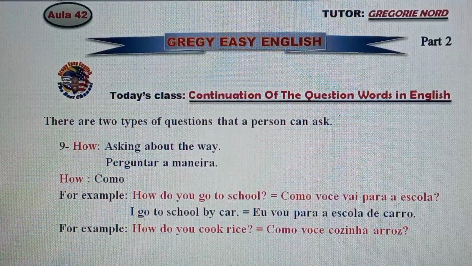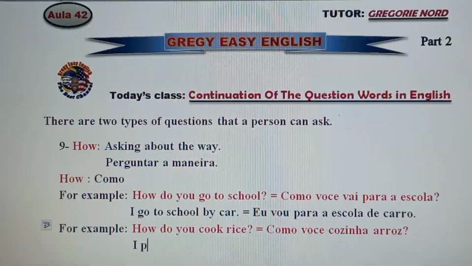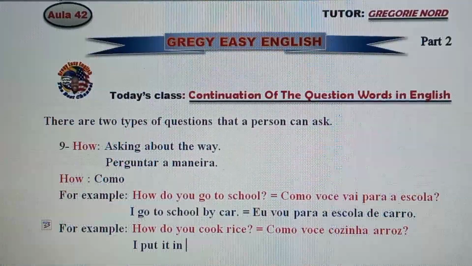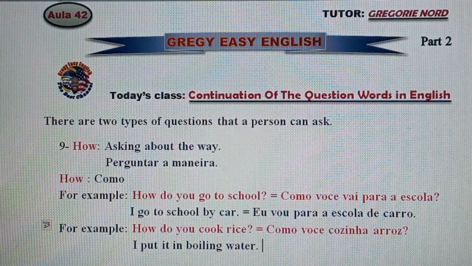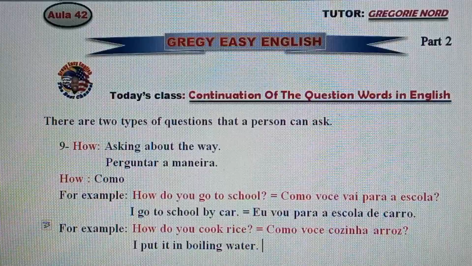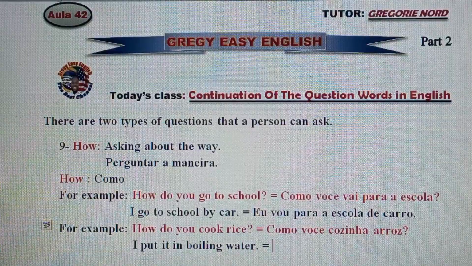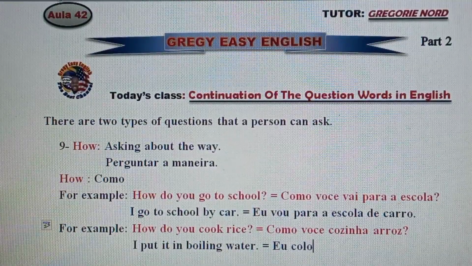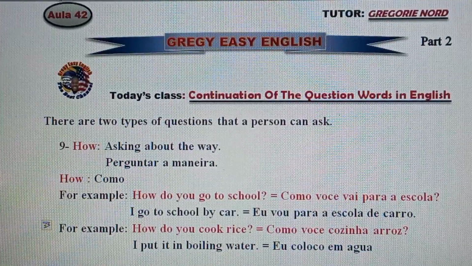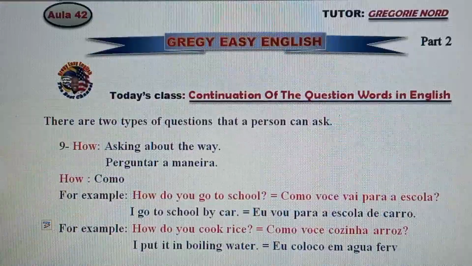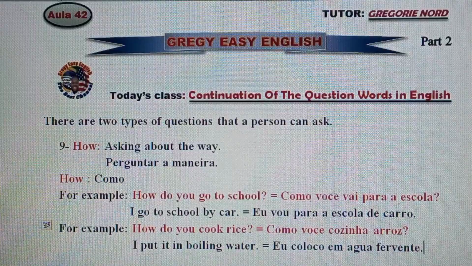How do you cook rice? Vamos responder. Galera, vamos lá. I put it in boiling water. Como você cozinha arroz? I put it in boiling water significa eu coloco em água fervente.